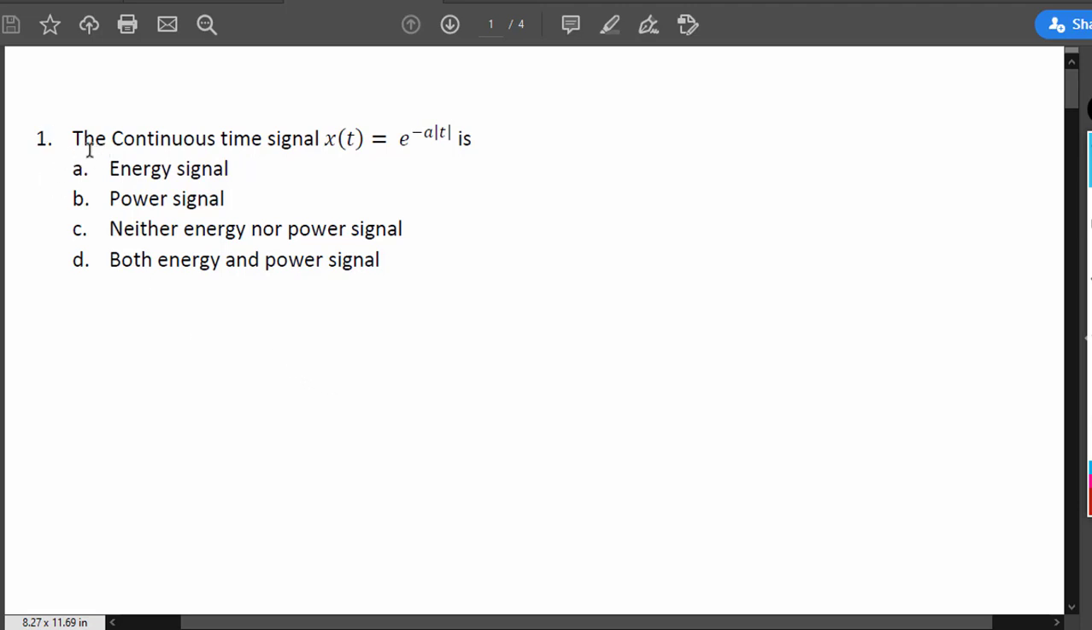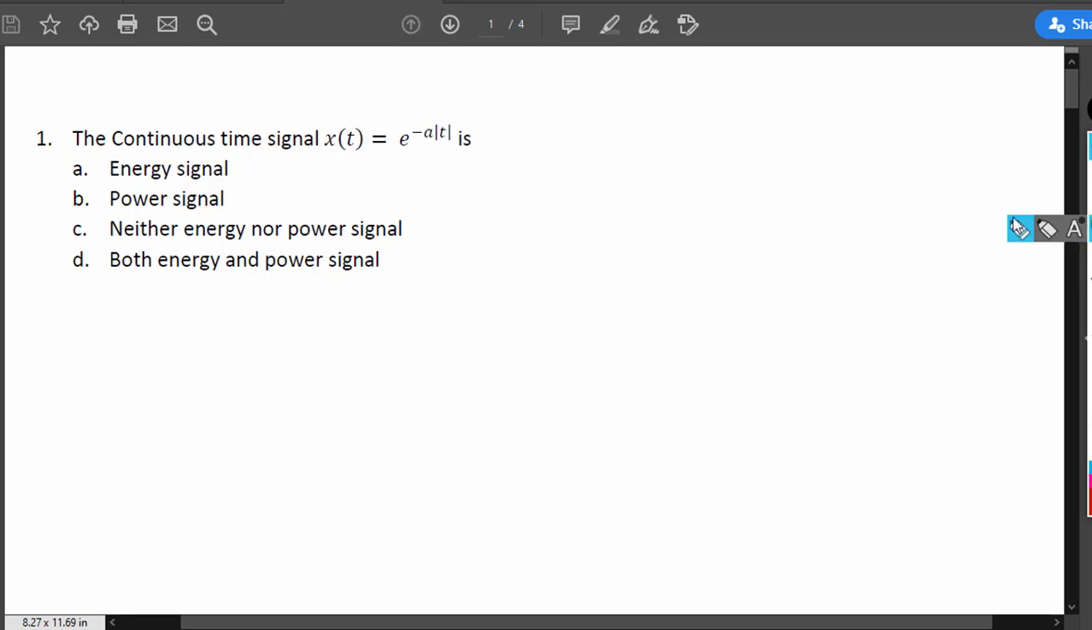The first question is: the continuous time signal x of t is equal to e power minus a mod t. Is it option A, energy signal; option B, power signal; option C, neither energy nor power signal; or option D, both energy and power signal? This is a very simple question.